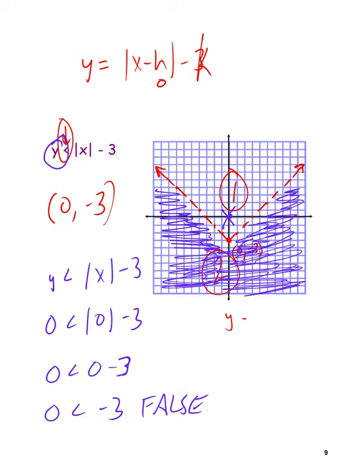And all of this space that we've shaded would be solutions to this equation. In all of this area, the y is going to be less than the absolute value of x minus 3.